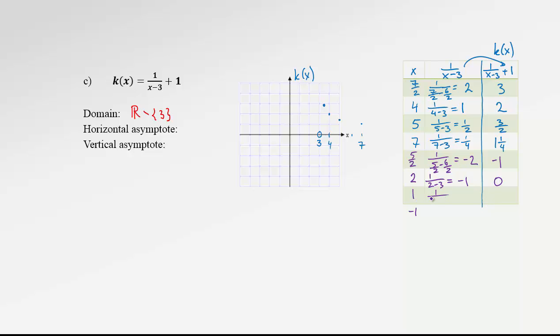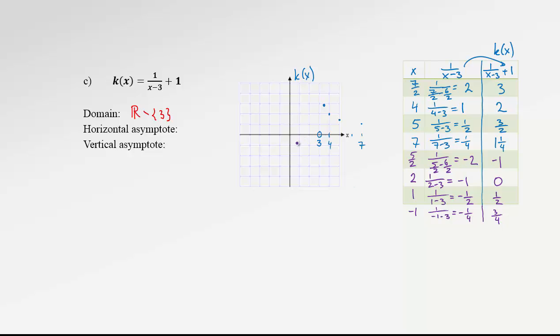1. 1 over 1 minus 3. So we have -2 in the denominator. It's -1/2 altogether. Plus 1 gives us 1/2. Finally, -1. So the first formula results in -1/4, a very tiny number. But we add 1, so we end up with 3/4.